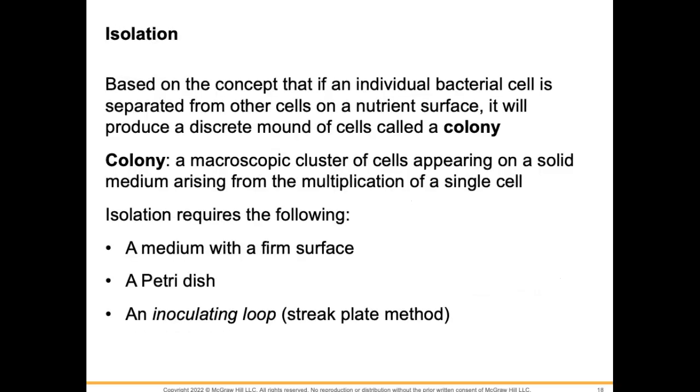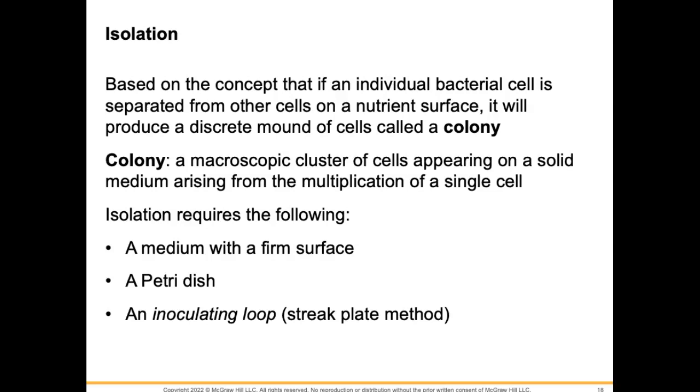All right, so moving on to the next step. So that was all about inoculation. Now we're talking about isolation. Isolation is based on the concept that if an individual bacterial cell is separated from other cells on a nutrient surface, it will produce a discrete mound of cells called a colony.